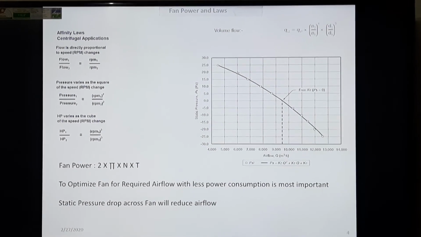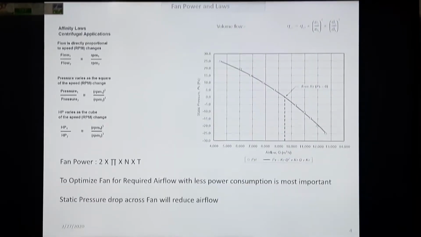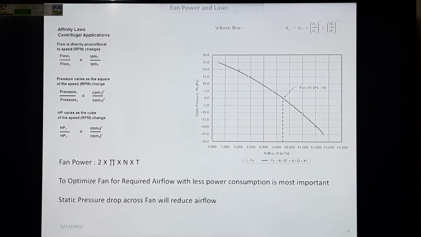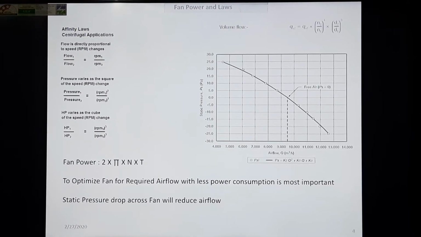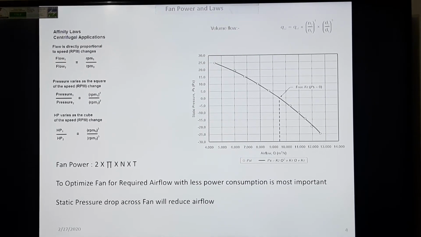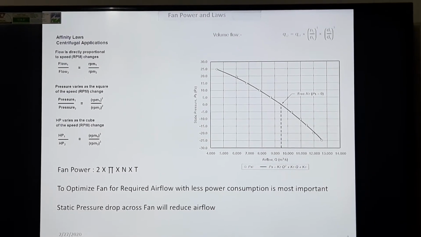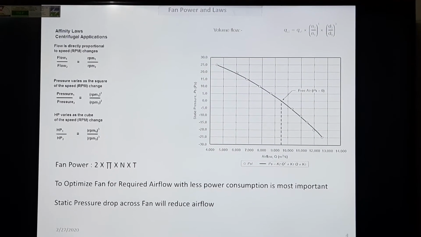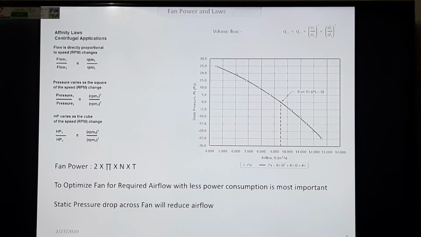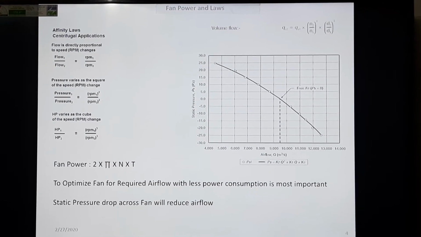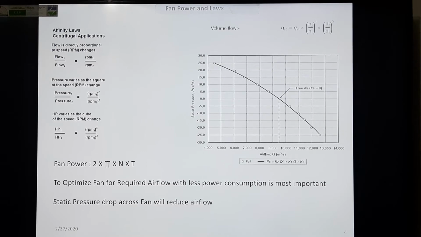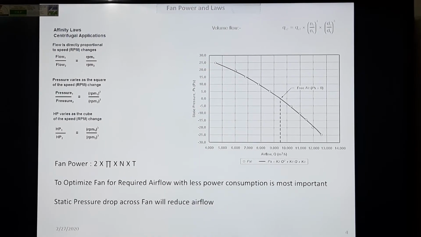So what is the affinity law? Flow is directly proportional to the RPM of the fan. Pressure varies with the square of the speed. If you increase the speed of the fan, the pressure drop increases almost twice. If you see the curve, there is a static pressure drop across the airflow. When your static pressure drop is 0, your airflow is very high, and when your static pressure drop increases, your airflow decreases. The power consumed by the fan is nothing but 2 pi N T.